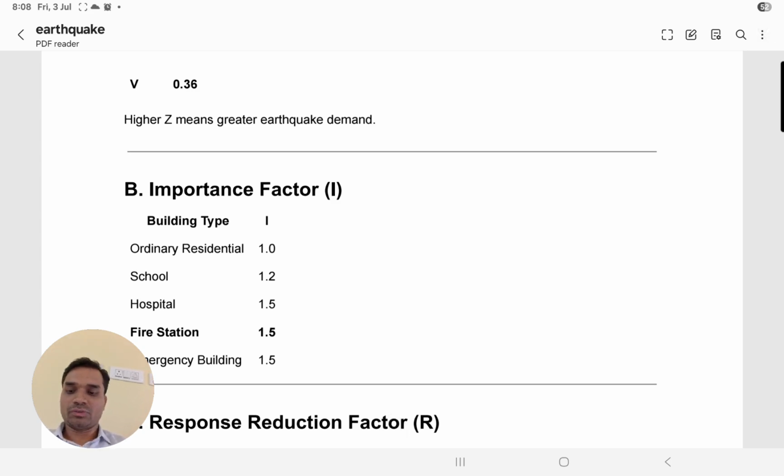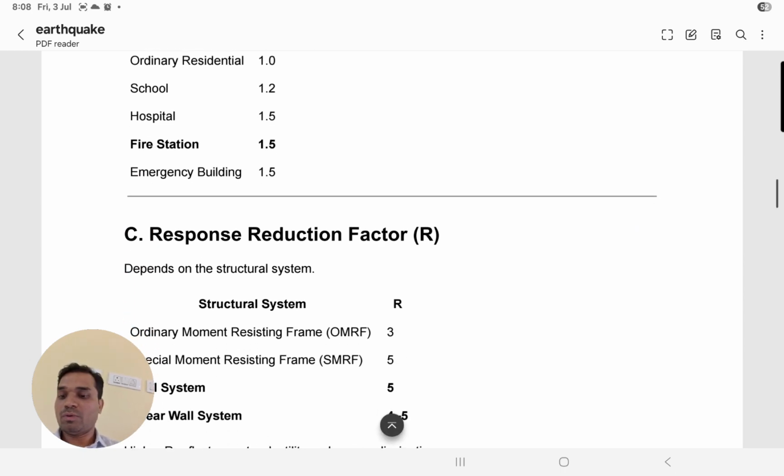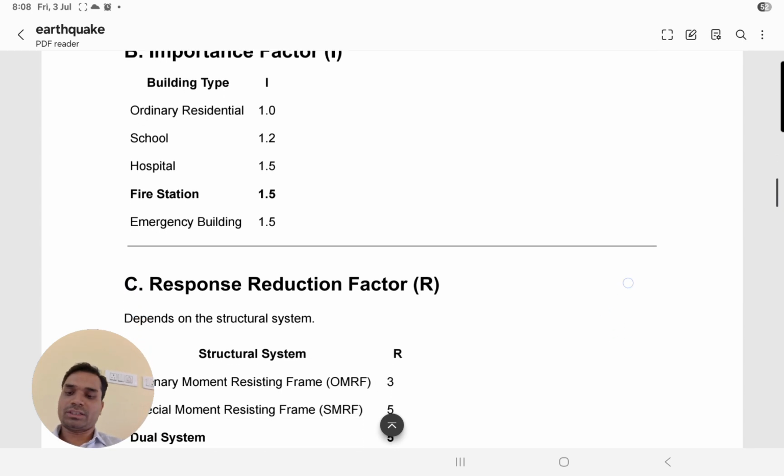And the importance factor is based on what type of building you are constructing. If it is residential, then generally we consider 1. If it is a fire station, it is 1.5. Then I generally prefer 1.5, to give more importance.